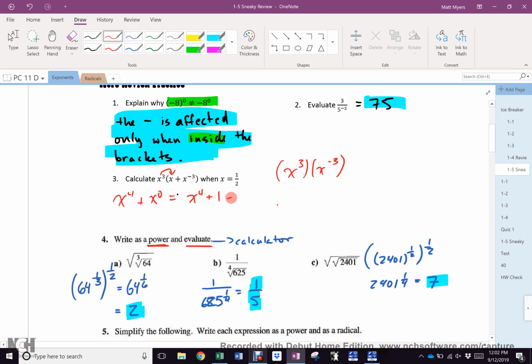X is 1/2. So I have 1/2 to the 4th power plus 1, which is 1 over 2 to the 4th power plus 1, which is 1 over 16 plus 1, but 1 is 16 sixteenths. So the answer is 17 sixteenths. Okay? Everybody good with 4?